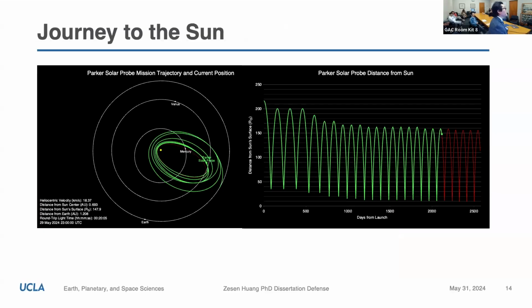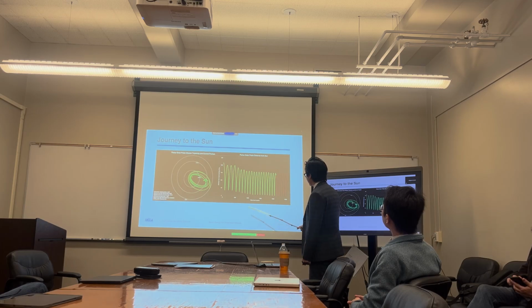And this is the orbit of Parker Solar Probe as of 2 days ago. It has finished its 19th encounter. So the closest approach is about 11.4 solar radii as of just now.